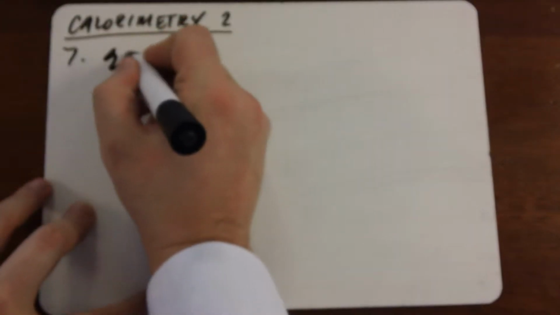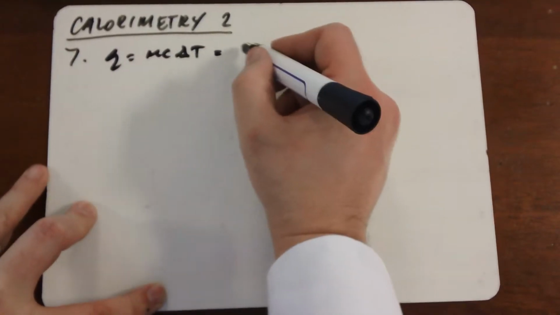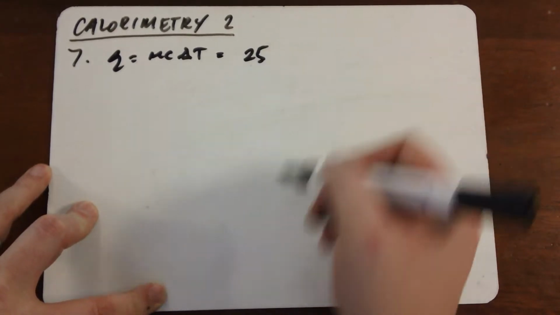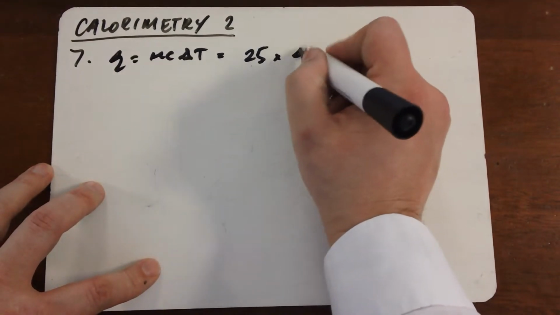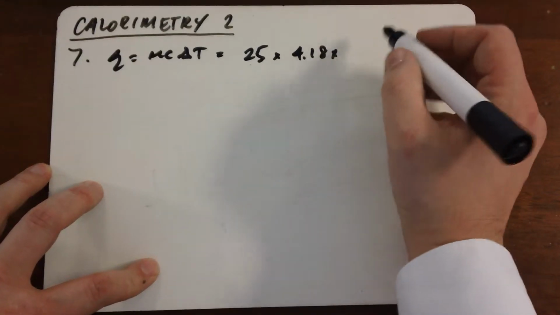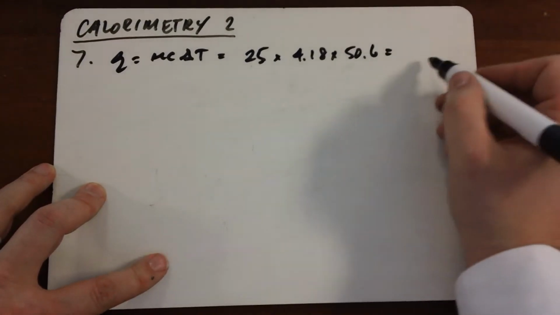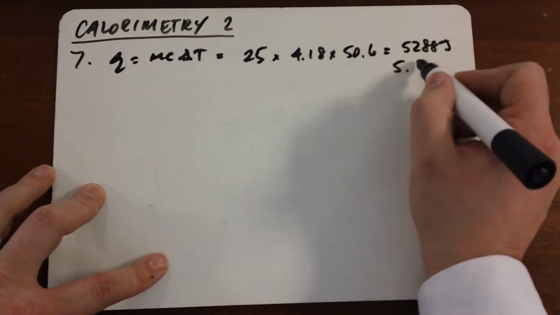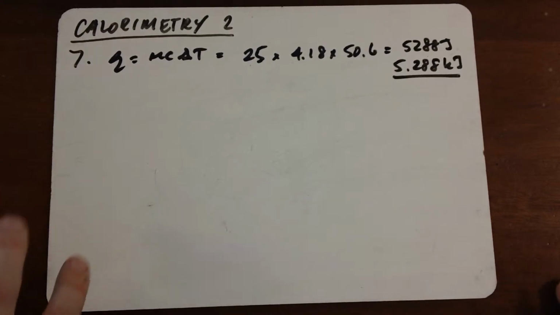So Q equals mcΔT. The mass is going to be 25, as the volume of the solution used, times 4.18 times the temperature change, which is 50.6, and we get 5288 joules, which is equal to 5.288 kilojoules.